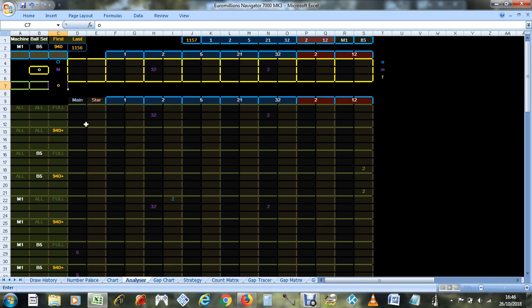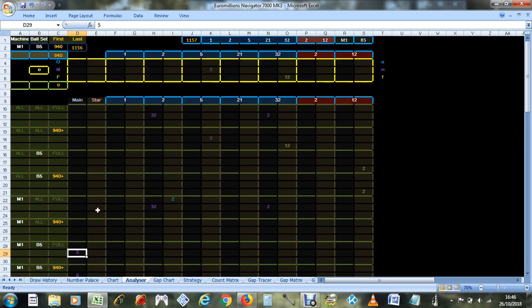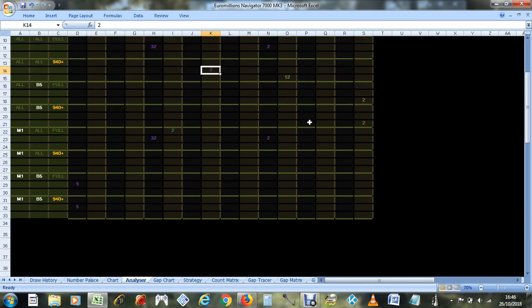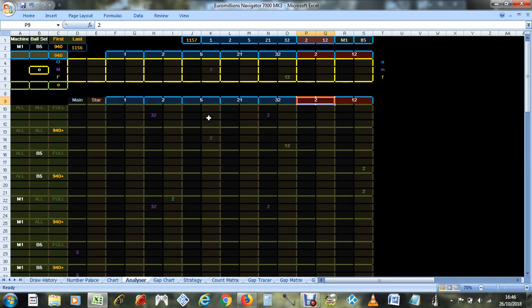Right, recent history and machines, all machines and all sets of balls. There it is. I knew I'd seen that. Right. So 32 pointed to 12 and 5 pointed to 2. So I could have predicted number 5, and then looking at number 5 could have predicted star number 2. And looking at star number 2, couldn't have predicted anything from that.